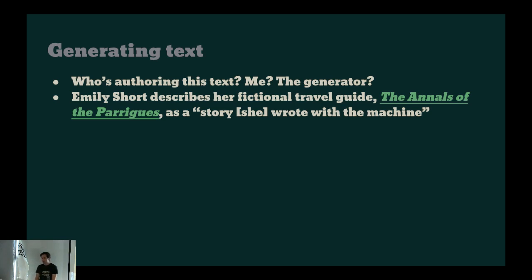You should check it out. And I like the way she put it. She felt like it was a collaboration between her and the generator, which I thought was sort of a nice way to put the whole enterprise.